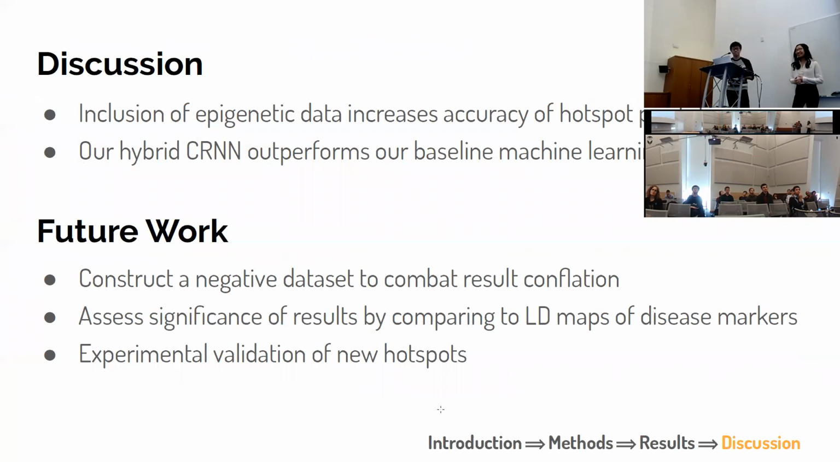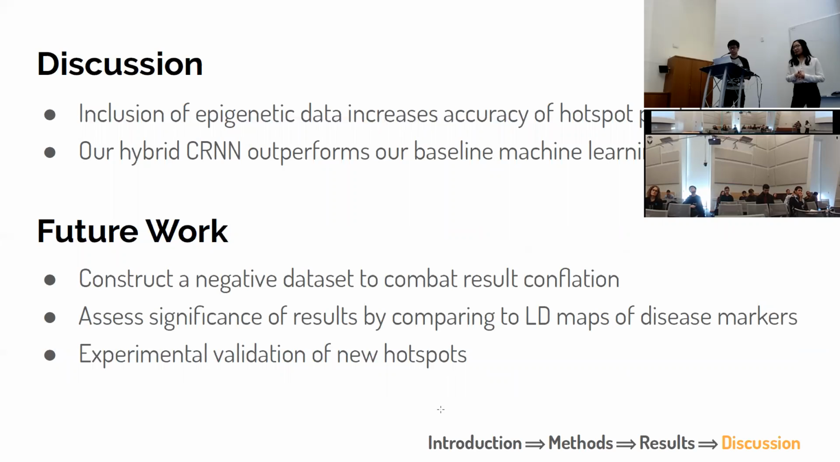Yeah, so to reiterate, it basically demonstrated that the inclusion of these extra features were able to increase the accuracy of our models, and we also showed that our hybrid CRNN outperforms our baseline models. So in terms of moving forward, one of the concerns that's been brought up throughout our project is that the inclusion of histone marks would bias our results because these marks are also enriched at other places in the genome. So we'd like to explore constructing a negative data set using cold spot regions to try to increase the accuracy further.